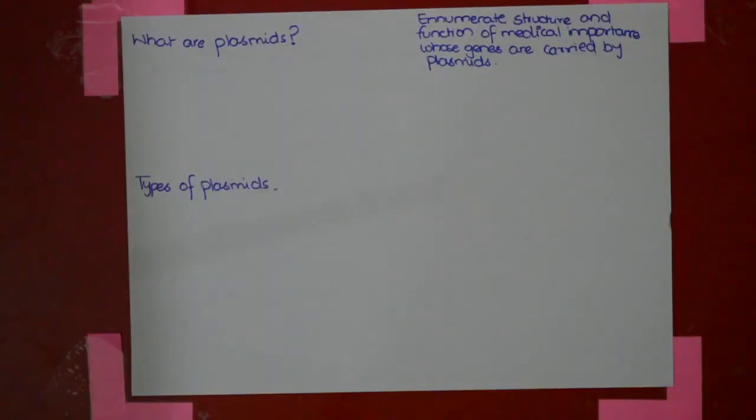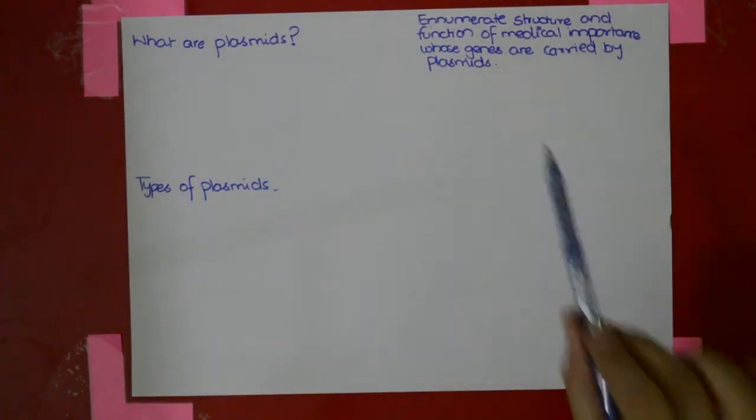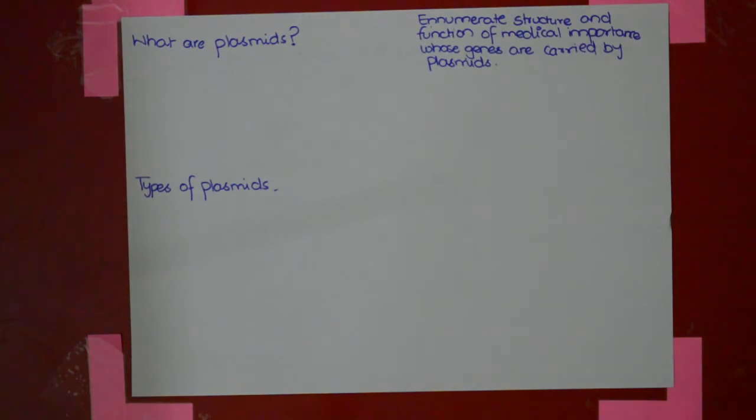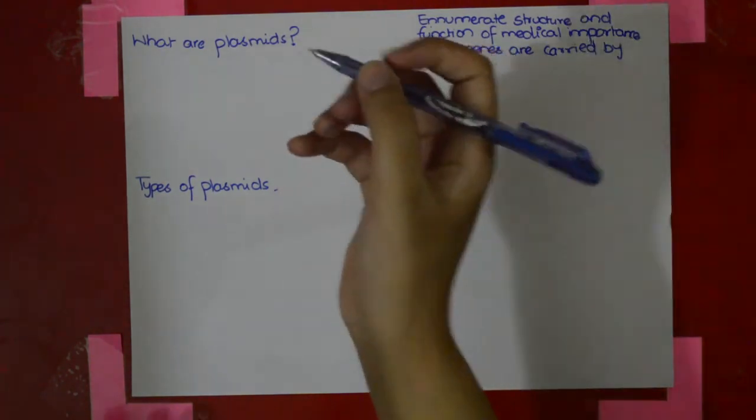So there was another question of importance from chapter 2: what are plasmids, give their different types, and enumerate the structures and functions of medical importance whose genes are carried by plasmids. So we'll enumerate those over here and we'll just start writing the answers.